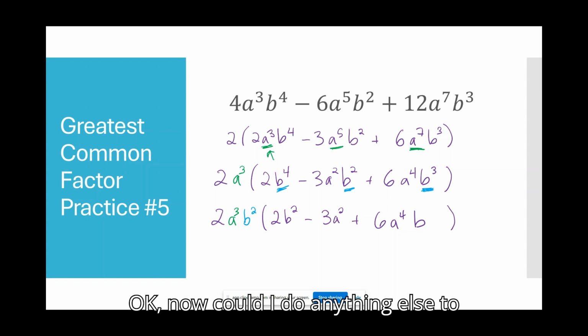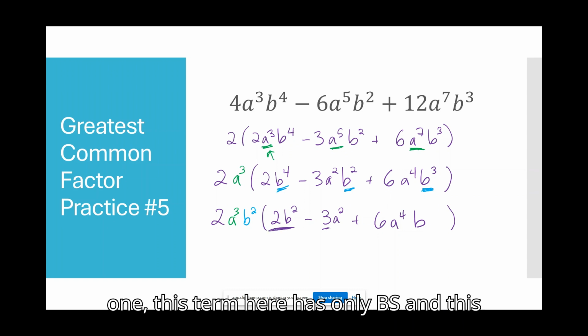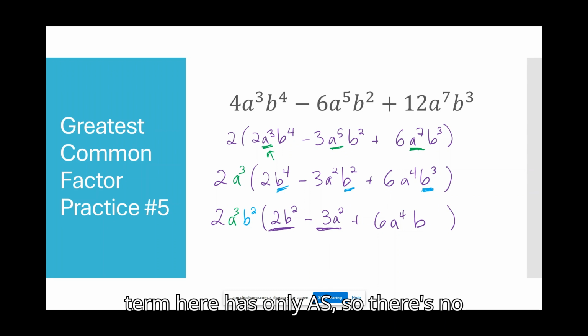Okay, now, could I do anything else to simplify here? My coefficients can't be simplified, I know, because 3 is prime. And 2 is prime. This term here has only B's, and this term here has only A's. So there's no common variable that I could divide out. So I think we're as simple as we can go, and we're done.